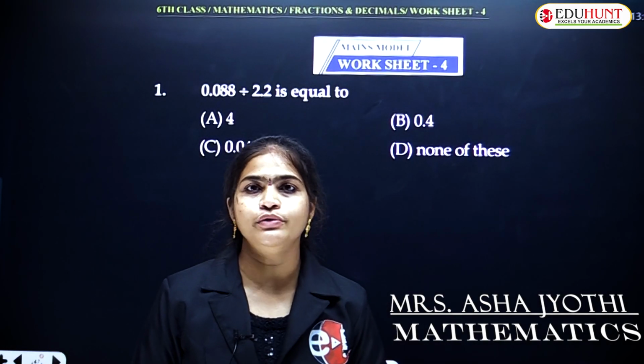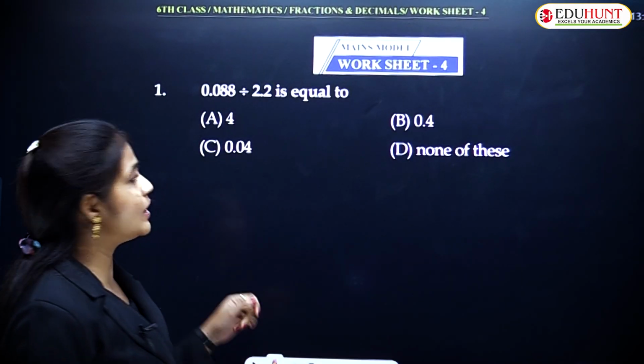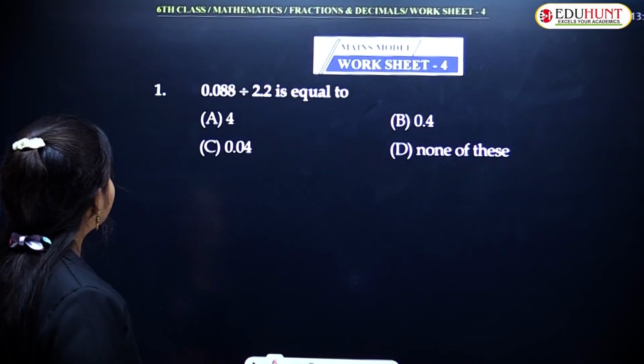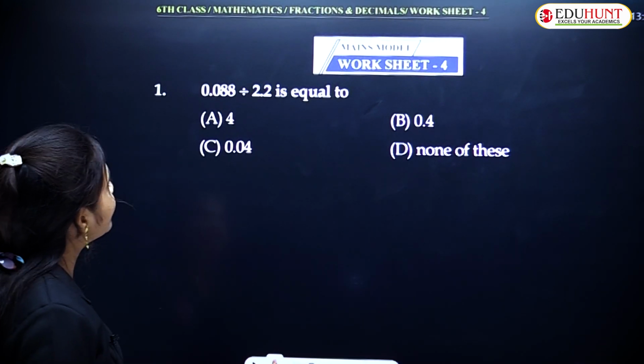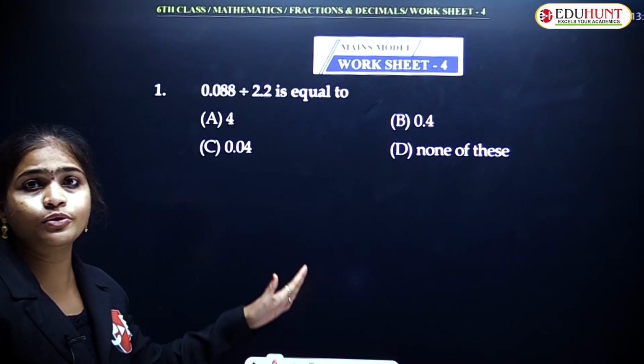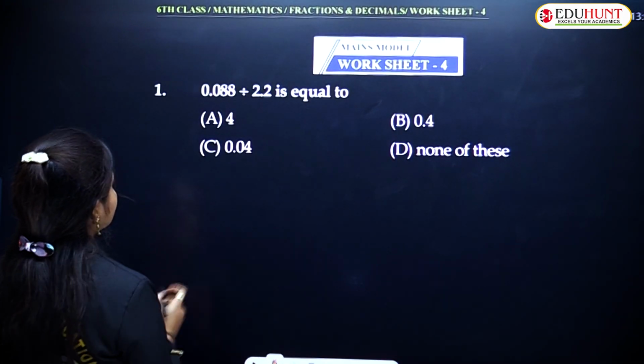In the previous video, we discussed up to worksheet 3, right? In this video, we are going to discuss the problems from worksheet 4. Let us see what the first question is. 0.088 divided by 2.2. This question is related to the division of decimals.